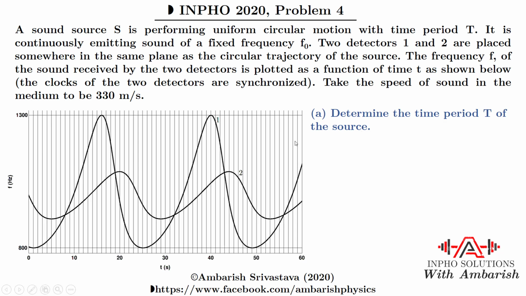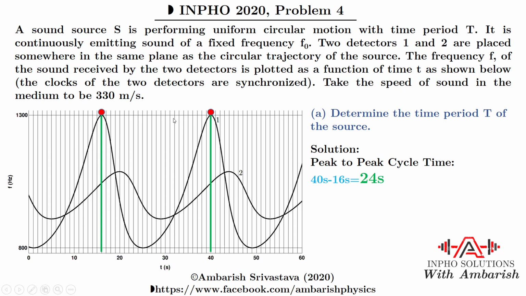So this should be fairly simple. We can see the cycle time from peak to peak. You know that cycle will repeat after the source has moved through a full circle. So we can straight away find the time period of revolution by looking at the time between peak to peak. If I consider these two peaks marked red, here the time is 16 seconds, you can see from the time axis, and here the time is 40 seconds, and you just simply take the difference of the two, so you get the time period of revolution of the source as 24 seconds. So fairly straightforward. This was very easy.